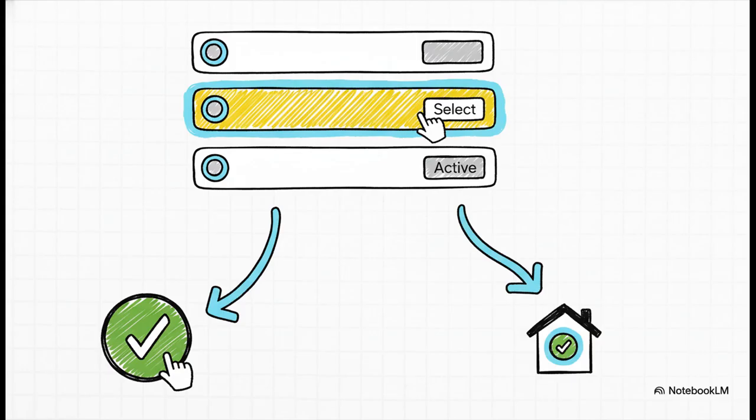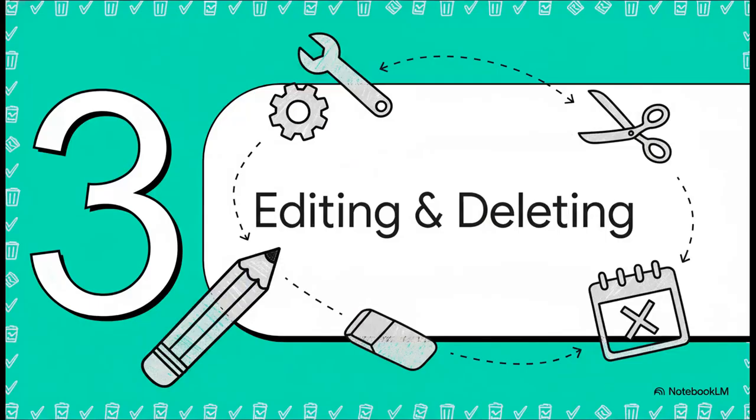After you click Select, don't forget the last step. You have to scroll down and click the green Confirm button at the bottom of the screen. That locks in your choice and takes you back to the home screen where your selected trip is now active and ready for data.